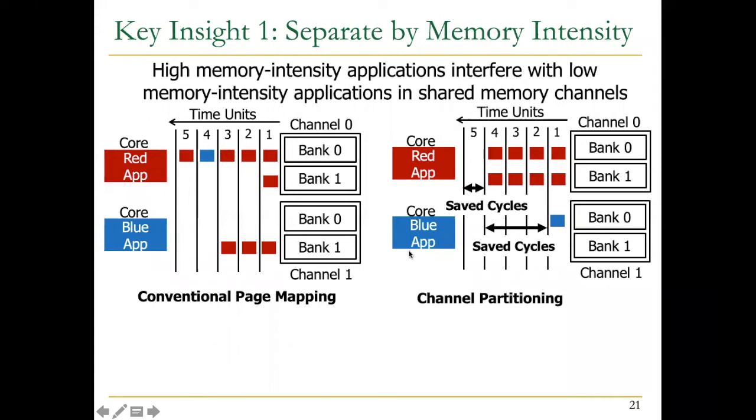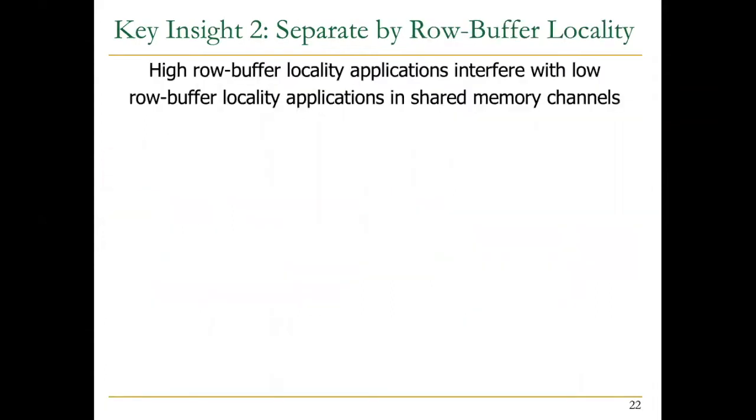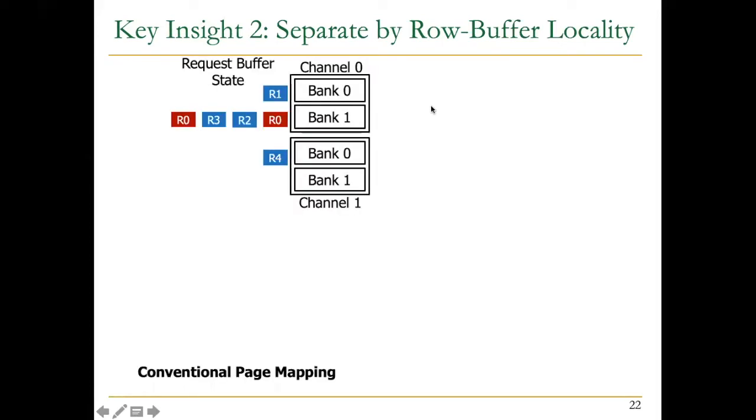Memory channel partitioning eliminates the interference between applications and improves, in this particular case, the performance of both applications. So mapping data of low and high memory intensity applications to different channels makes sense. The second insight is separating applications by row buffer locality. Even if the intensity of the applications is the same, high row buffer locality applications may interfere with low row buffer locality applications in the shared memory channels, and the low row buffer locality application actually loses performance.